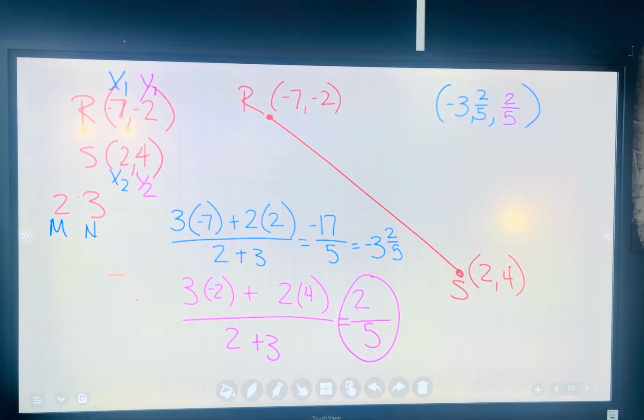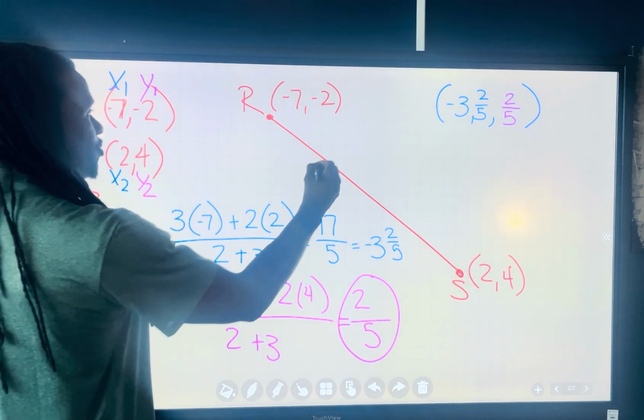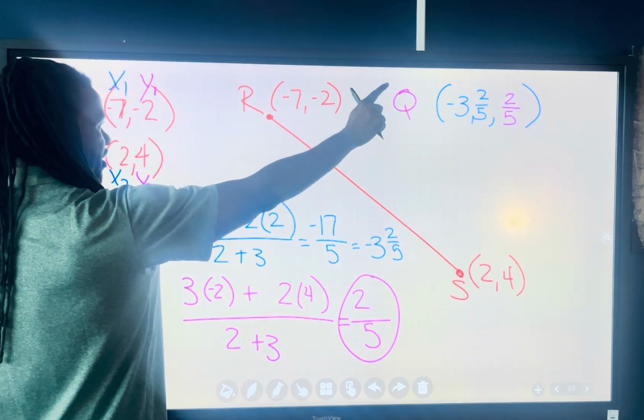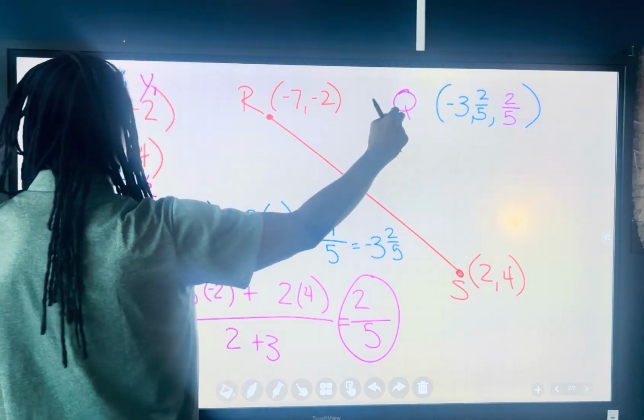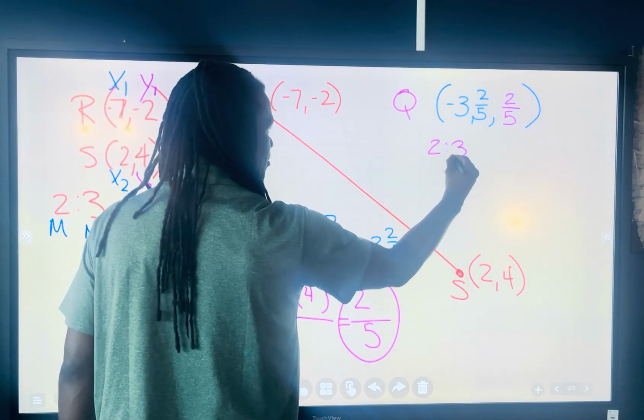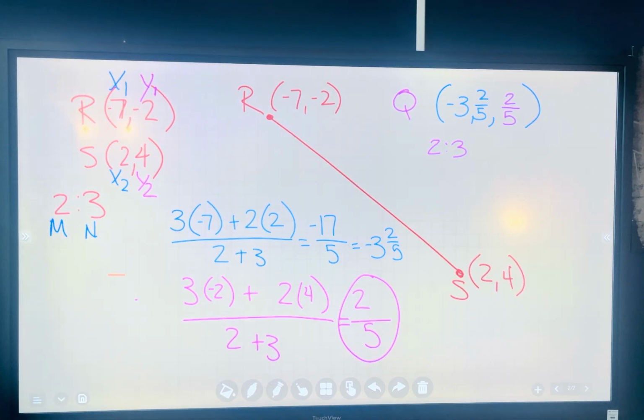That's what we're going to be going into next time I see y'all in class. So when they ask you what point is in between R and S, you know that point Q is at -3 and 2/5, and 2 over 5, with the ratio of 2 to 3. That's when it's on the coordinate plane.